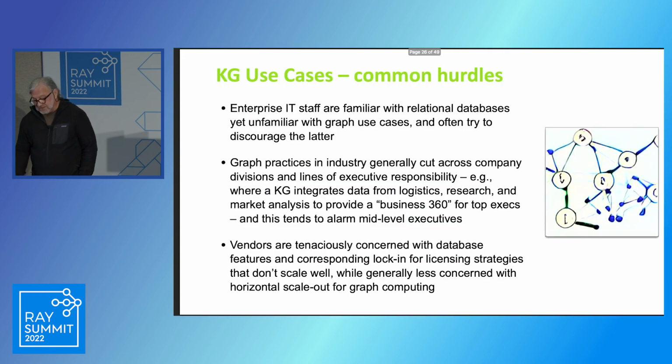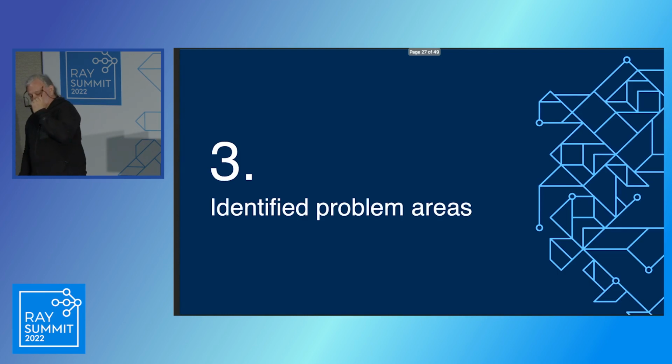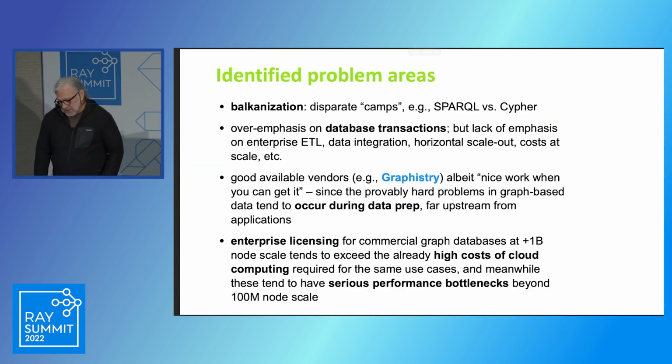There are actually about 50 graph database vendors, but they're all very focused on having database commits and really old school transactional notions that don't fit horizontal scale out of extremely large graphs. So we've identified some problem areas. One is that there are disparate camps. There's the people doing W3C, and then there's people doing labeled property graphs. And there's really nobody out there where you could query the same data with both of those approaches.